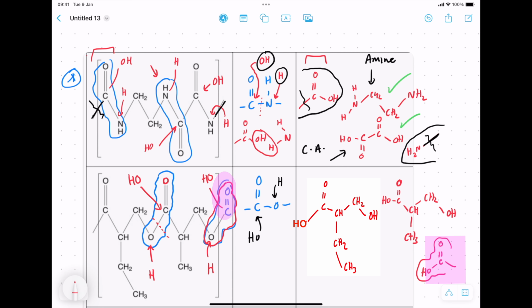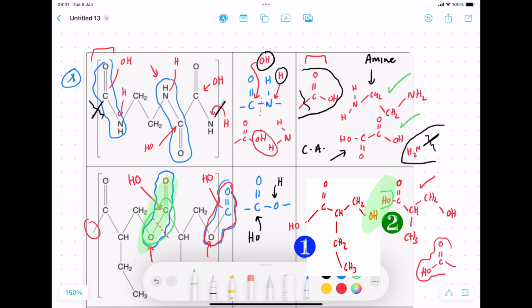But we don't need to worry about that because we can see we already have our monomers. So this is monomer 1 and then this is monomer 2. And we can see they're condensing in the middle and that produces that ester bond in the middle there.